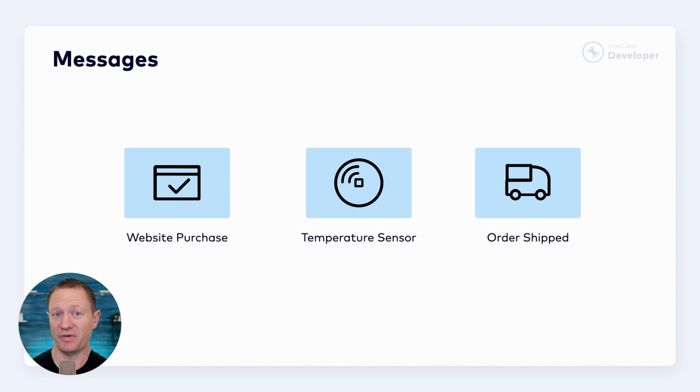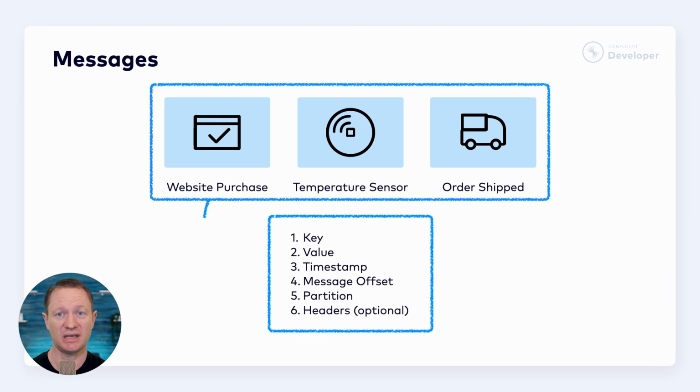Messages can be any event. A sale was made on your website, a temperature sensor recorded the current temperature, or an order was shipped. Each of these messages contains 5 core elements and one that's optional: the key, the value, the timestamp of when the message was created, the current message offset, the partition that the message comes from, and the optional headers.